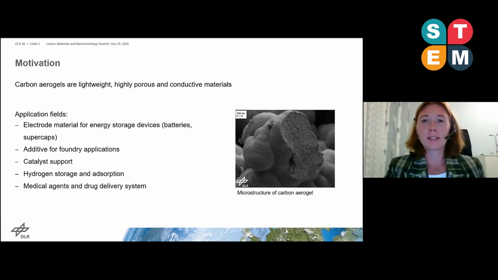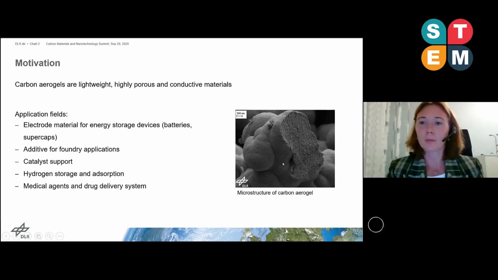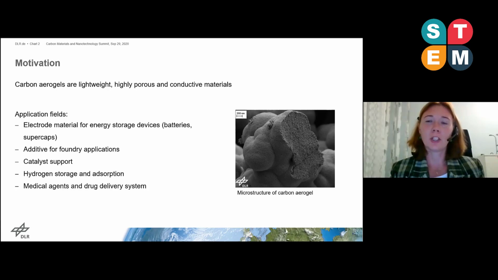You can see on the right side an SEM image of carbon aerogel. You can see here a secondary particle which consists of very, very small primary particles. Due to this architecture, the porosity of carbon aerogel is very high, up to 99%. So in our study, we investigated how the pulverization methods can influence the changes in this microstructure of carbon aerogels.